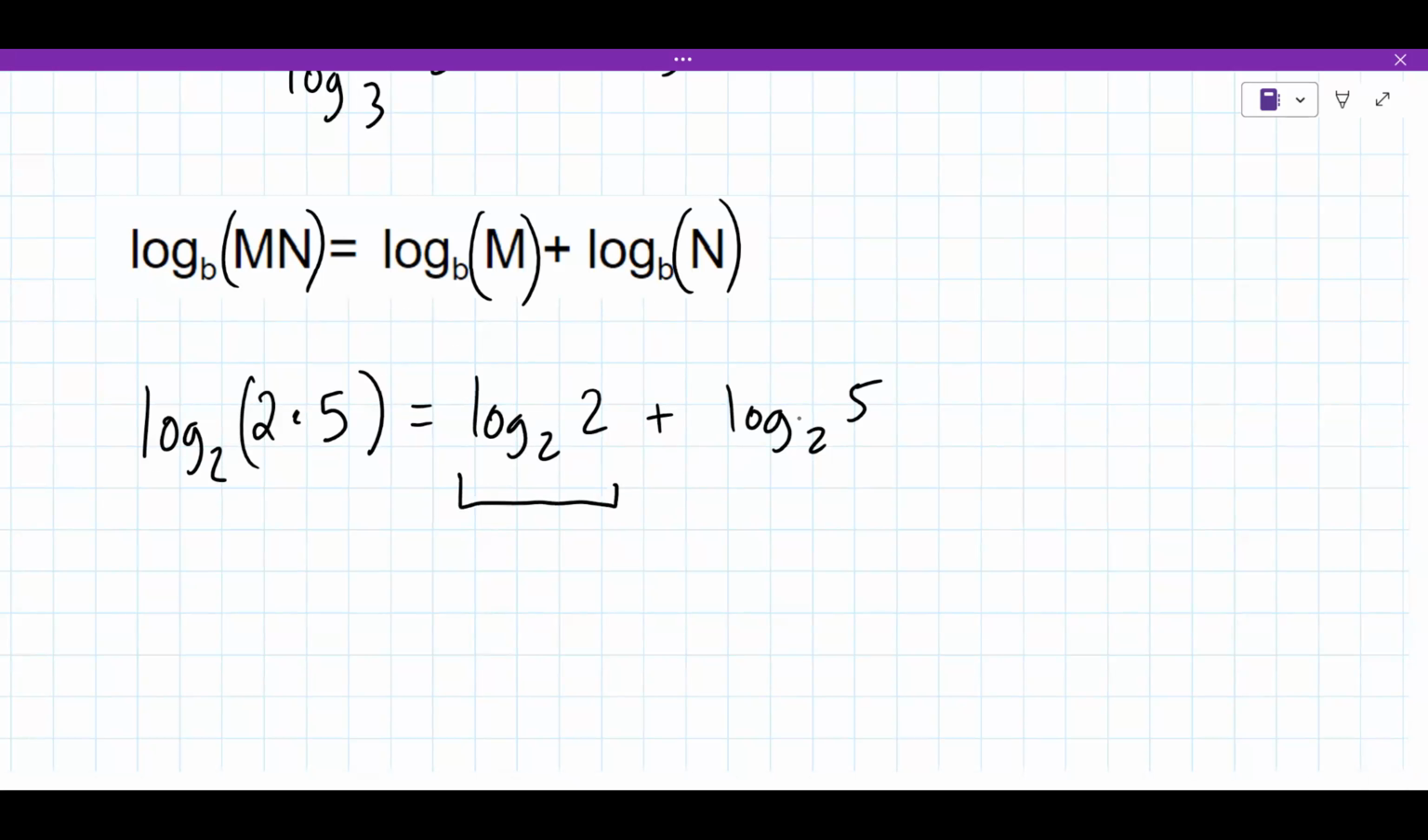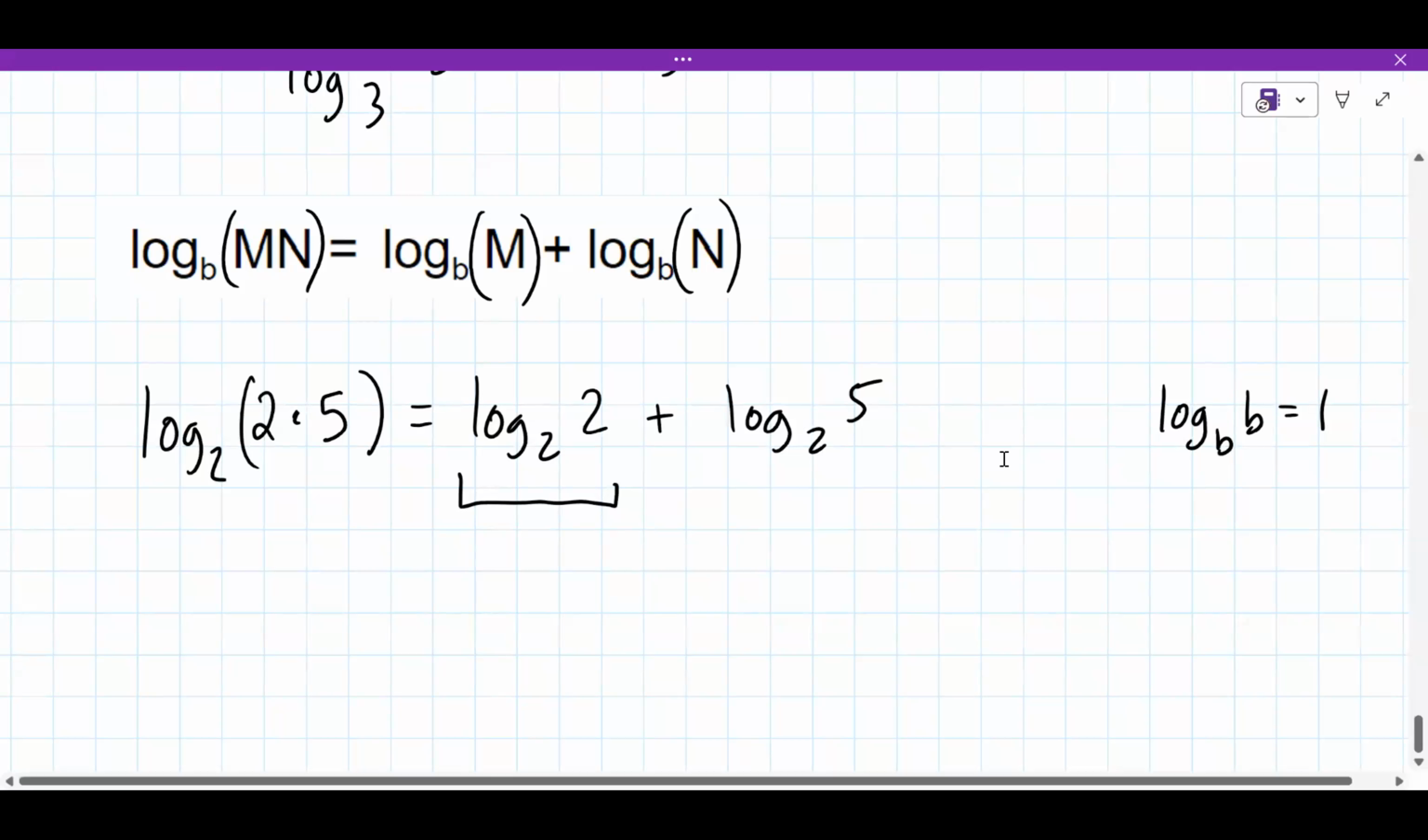What is log base 2 of 2? What does that become? Log base b of b is 1. If the base is the same as the thing you're taking the log of, it becomes just 1. So log base 2 of 2 is 1 as well. Yes. Very good.